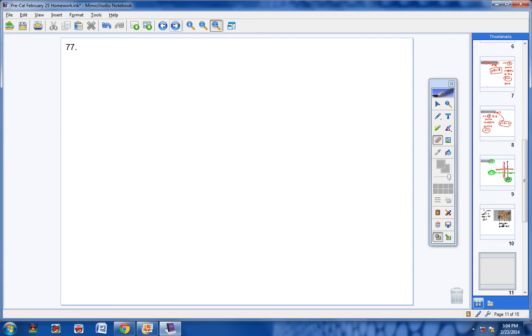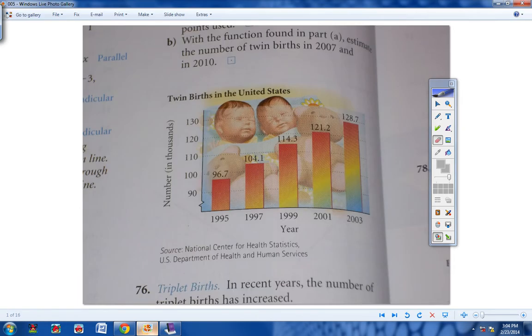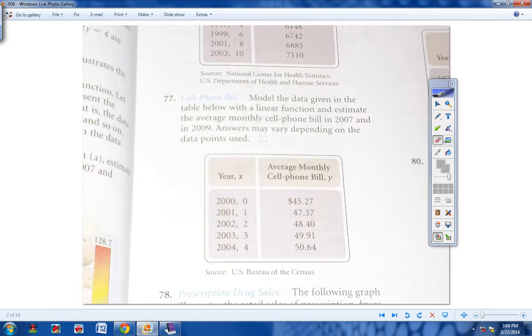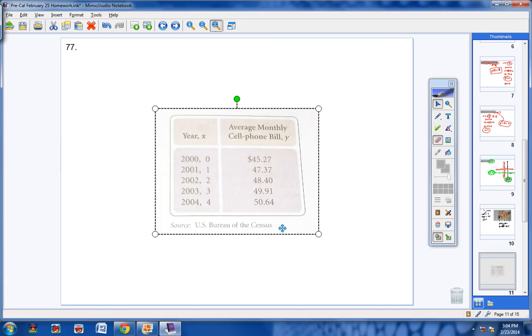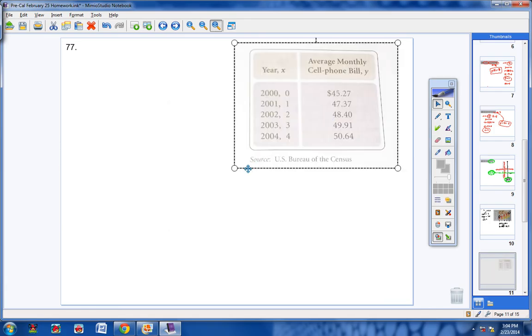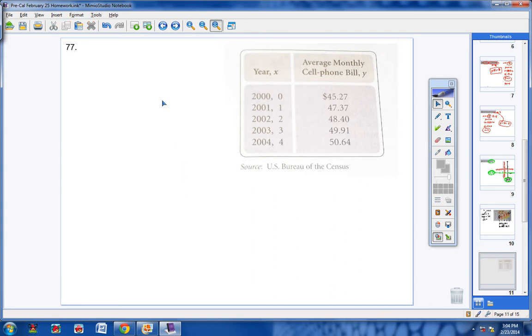And I believe we need a picture for number 77 also. And there it is. Let me pull this over real quick. There we go. Okay, number 77 reads as follows. Model the data given in the table below with a linear function, and then estimate the average monthly cell phone bill in 2007 and 2009. Answers may vary depending on which data points that you use.